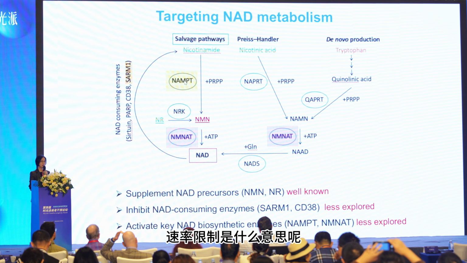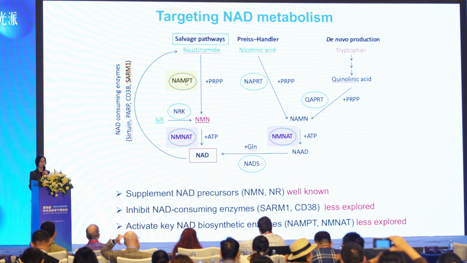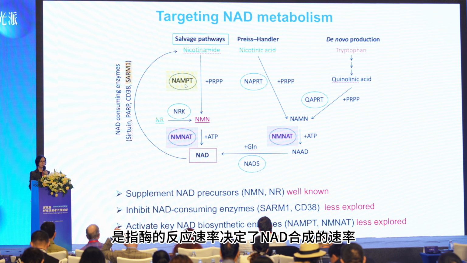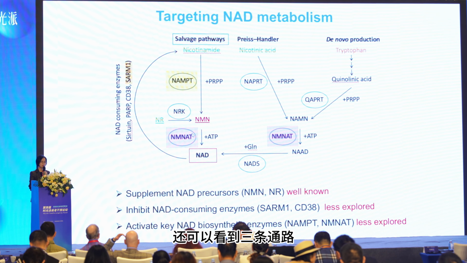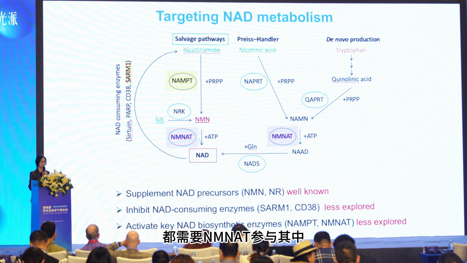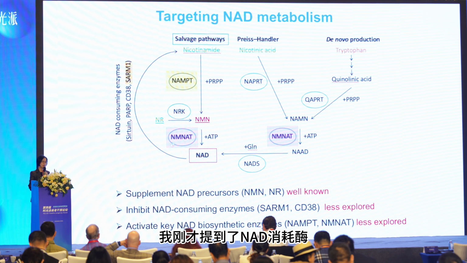So the rate limiting, what does that mean? That means that the speed of the enzyme determines the NAD synthesis speed. And you can also see that all 3 pathways don't need the NAD enzyme. So I just mentioned the NAD consuming enzyme.